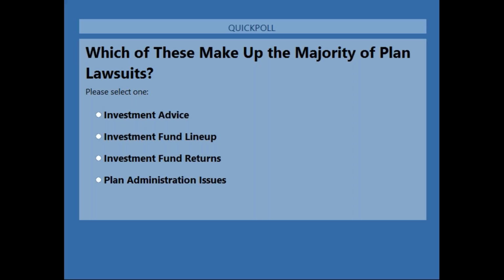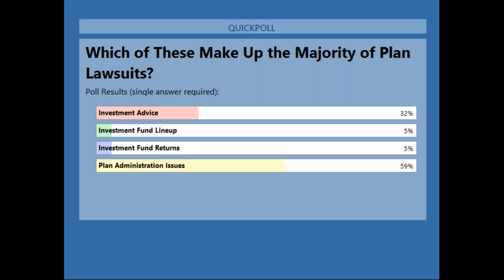Let's see, not quite half of the group has voted on this one. All right, we're going to keep it open just a couple more seconds, and then we'll close it and share the results. So basically, it looks like 32% of the folks on this call thought it was investment advice driving lawsuits, 5% each for the fund lineup and fund returns, and 59% on plan admin or administrative issues.